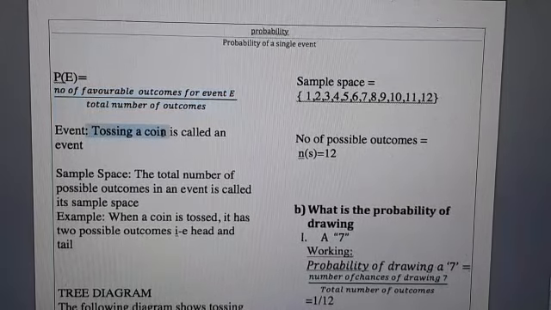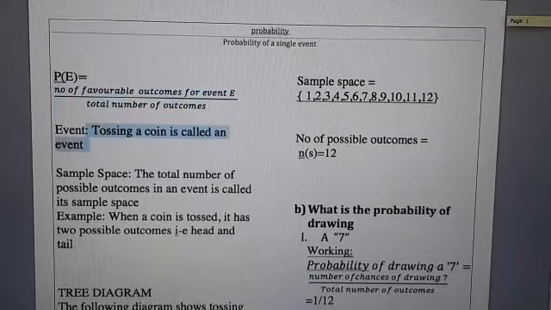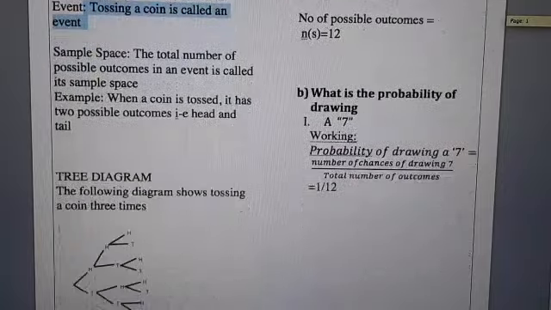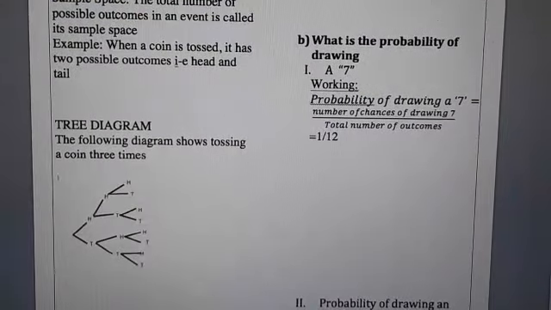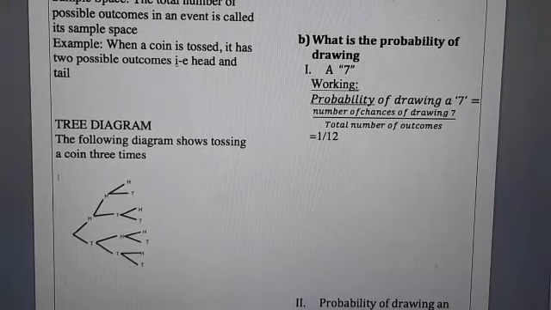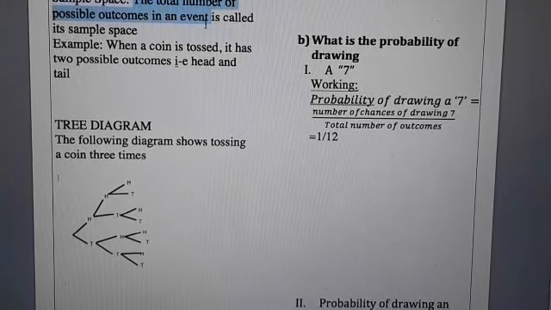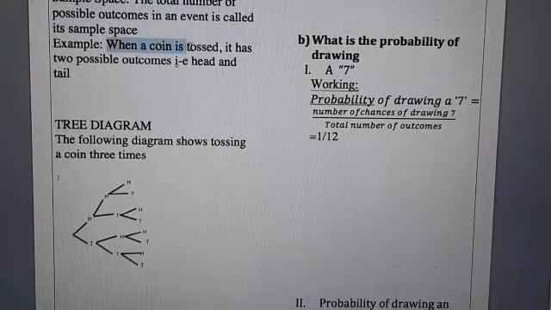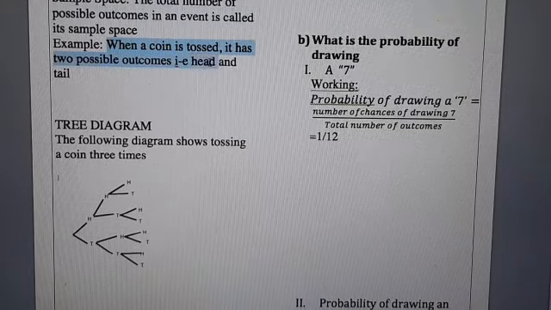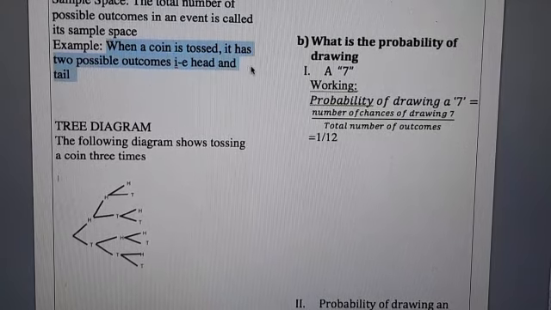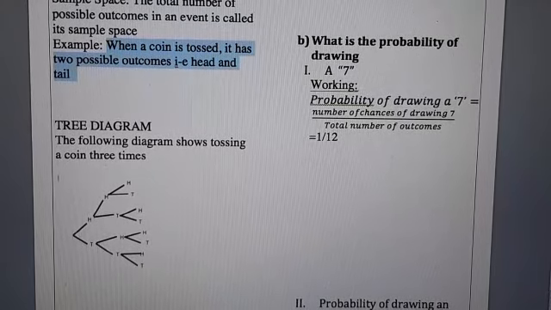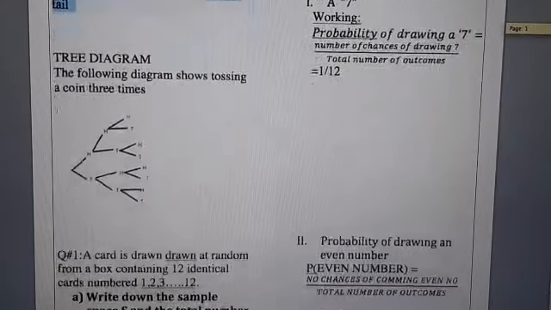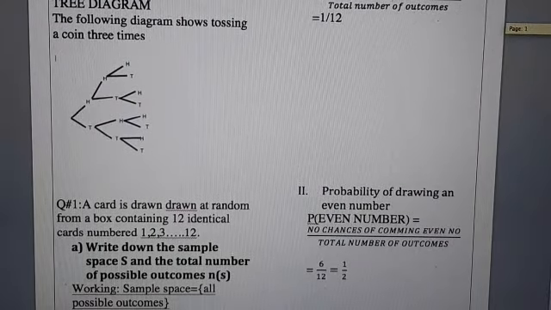Now, tossing a coin may be considered an event which has two outcomes, either head or tail. The total number of possible outcomes in an event is called its sample space. When a coin is tossed, it has two possible outcomes, a head and a tail. So a set having head and tail as its members is a sample space.